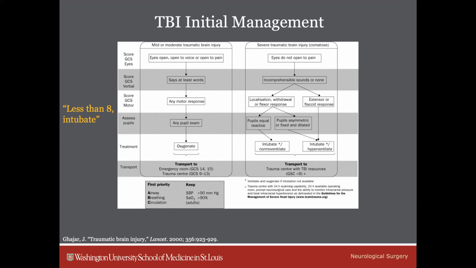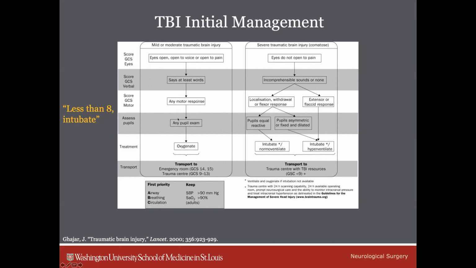If it's somebody who has mild TBI, that's GCS 14 or 15, you can transport them to any ED. If they have moderate TBI, which is GCS 9 to 13, you want to send them to a trauma center. And if the GCS is less than 9, you want to transport them to a trauma center that has TBI resources. Again, first priority is always maintaining your airway, your breathing, and your circulation.